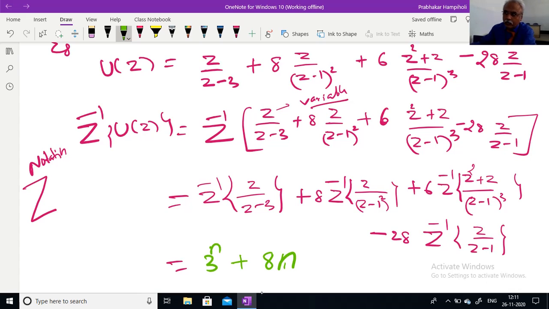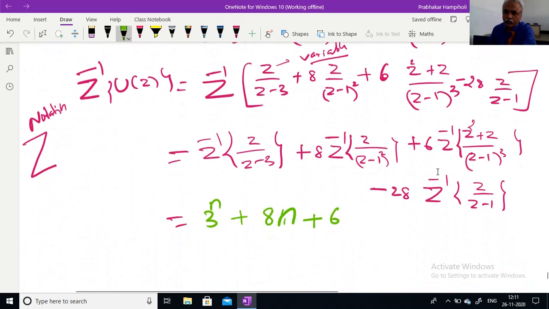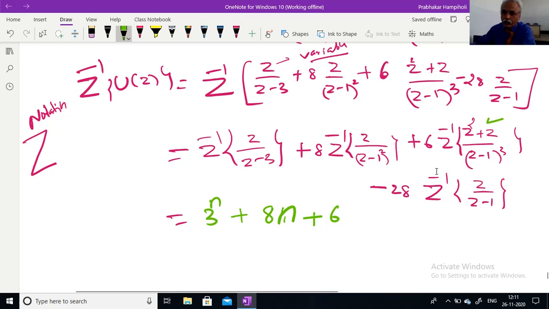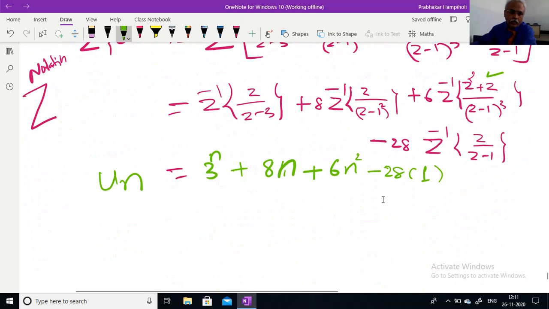The Z transform of n is this, in the reverse way. Plus 6 times, if it is 3, exactly the structure of it is n square. The Z transform of n square is z square plus z over z minus 1 whole cube. This is given, and you have to write it in reverse. Reverse means inverse Z transform. So this becomes n square, minus 28, this becomes 1 raised to n, so 28 into 1. We get the n function back from the z function.